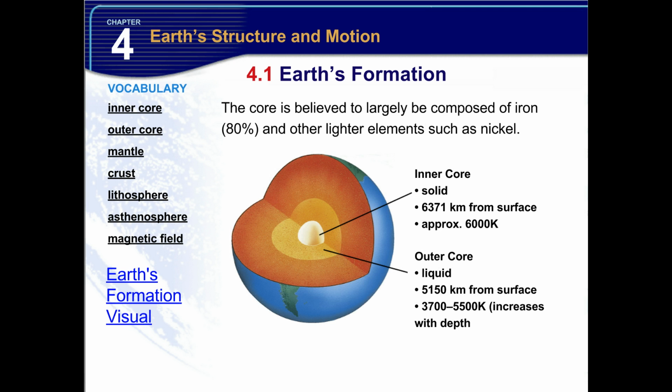Now, the core is believed to largely be composed of iron. About 80% of the core is believed to be iron, and other lighter elements such as nickel. The inner core is solid, mostly iron, about 6,371 kilometers from the surface, and 6,000 degrees Kelvin. Now, the outer core is liquid. It's about 5,150 kilometers from the surface, and it is a little cooler than the inner core, and it does increase in temperature with depth.